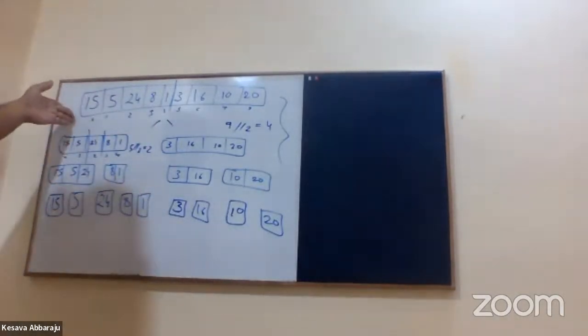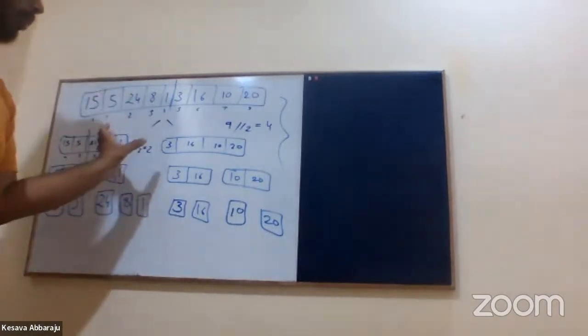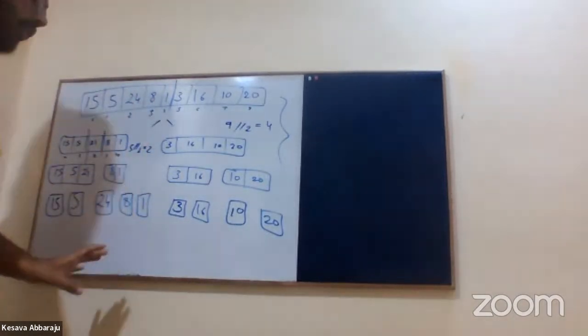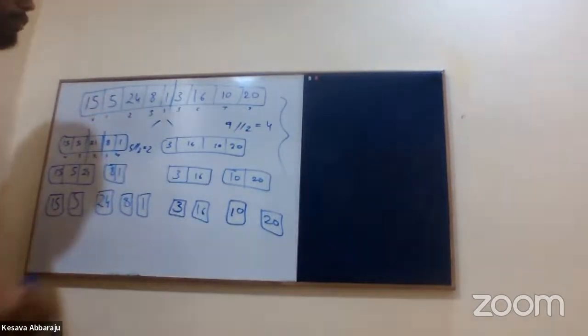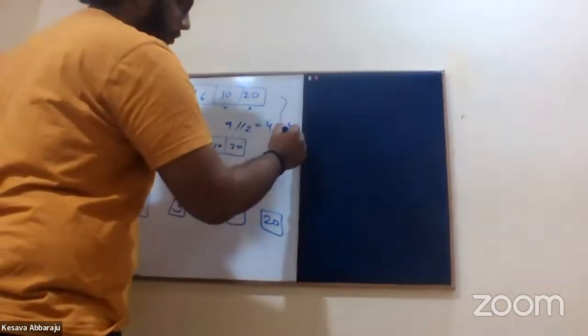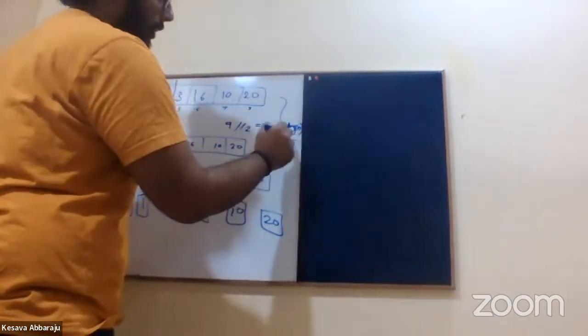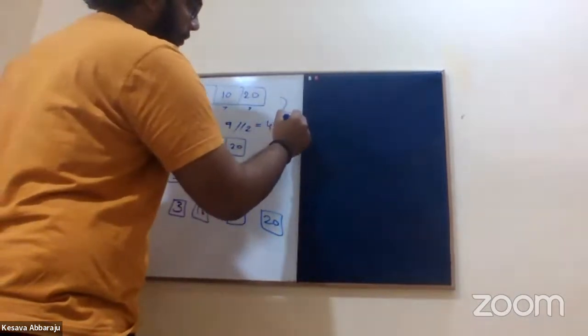It is similar to our binary search. If you see, we are reducing it to equal halves every iteration. So it will be log n. This is only for dividing.